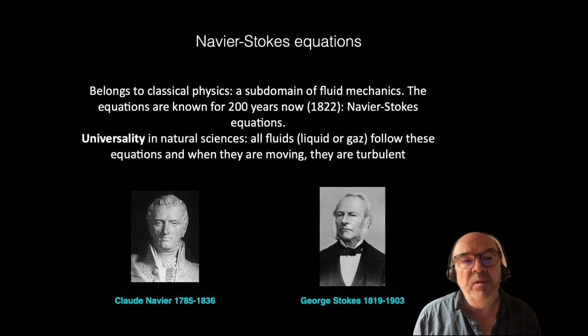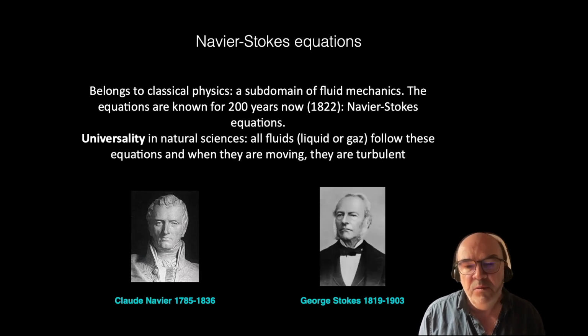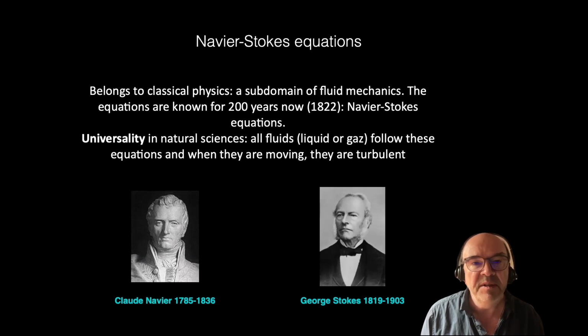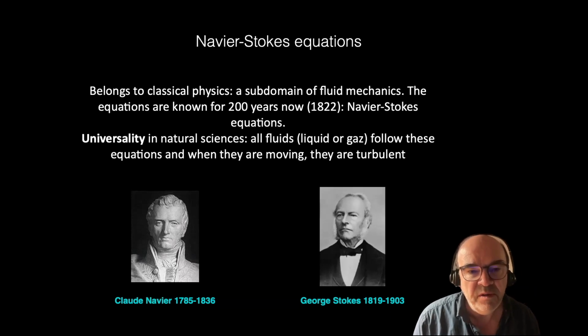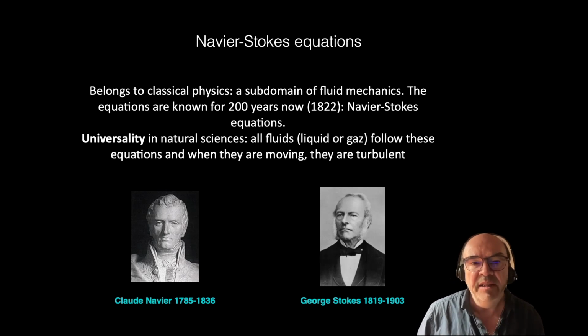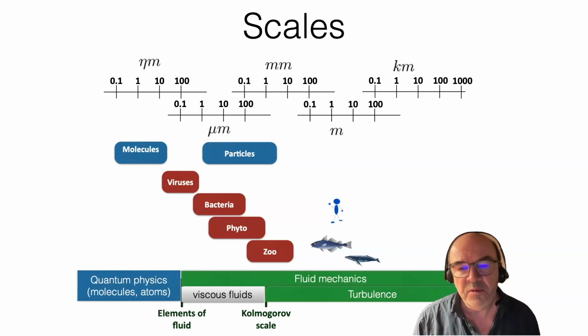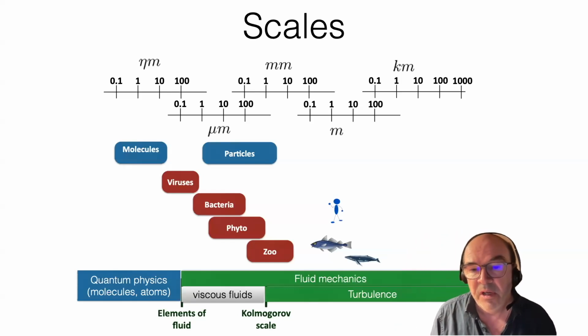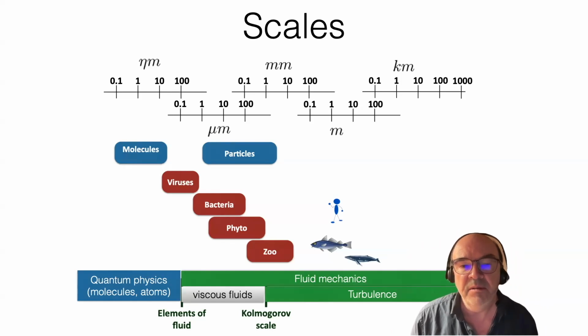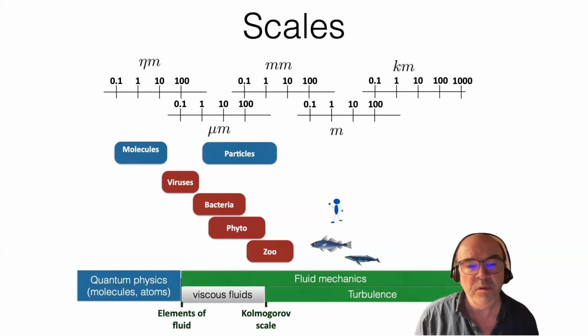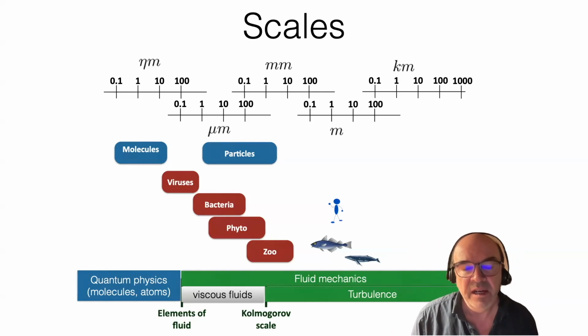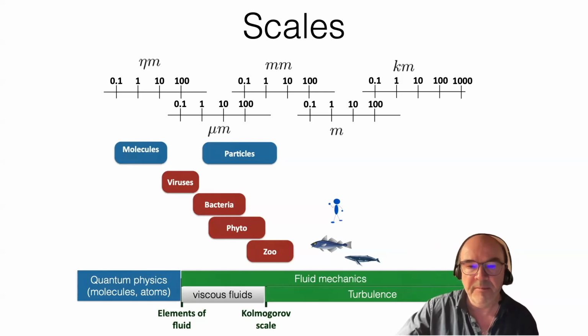So turbulence belongs to classical physics, which is a subdomain of fluid mechanics. The equations have been known now for 200 years. They are called the Navier-Stokes equations. They come from Claude Navier and George Stokes, and they are valid for all fluids, for liquids and also for gas. Here you can see that fluid mechanics includes viscous fluid and also turbulence. And there is a given scale, the Kolmogorov scale, which marks the separation between viscosity and turbulence, and the order of magnitude is the millimeter.